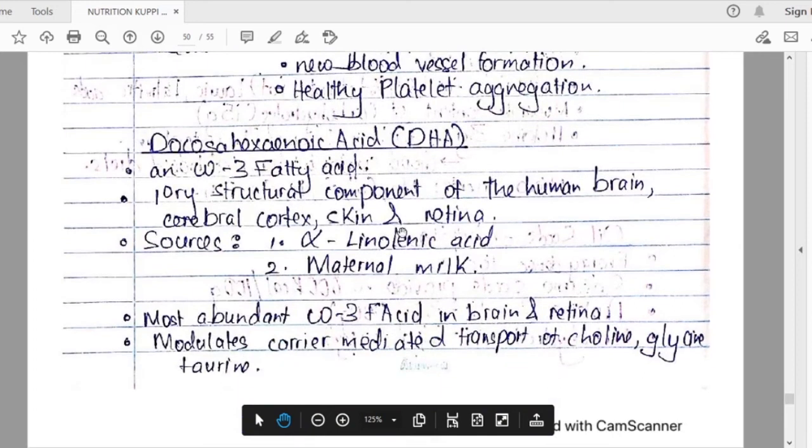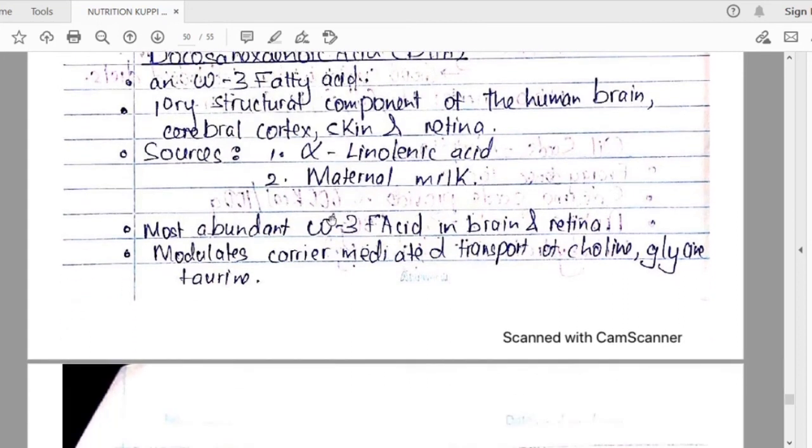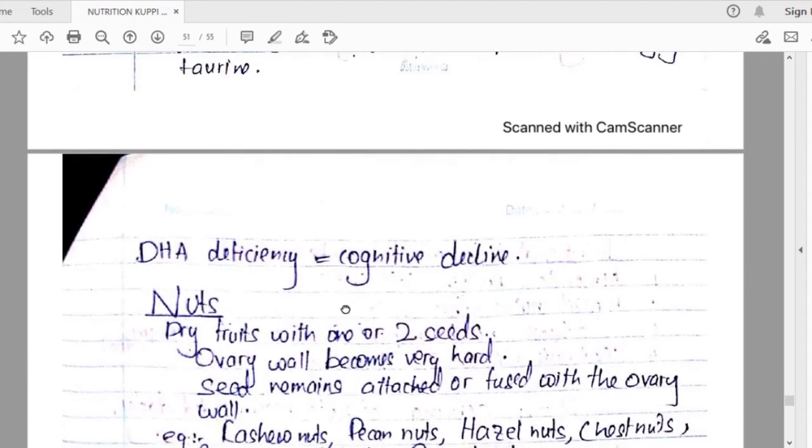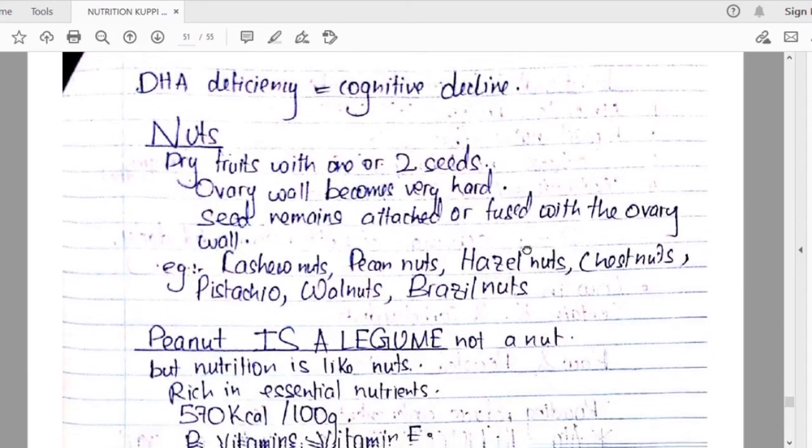It is an omega 3 fatty acid, and it is a primary structural component of the human brain, cerebral cortex, skin, and retina. The main sources are alpha-linolenic acid and maternal milk. The most abundant omega-3 fatty acid is present in the brain and the retina. It modulates carrier-mediated transport of choline, glycine, and taurine. DHA deficiency causes cognitive decline.